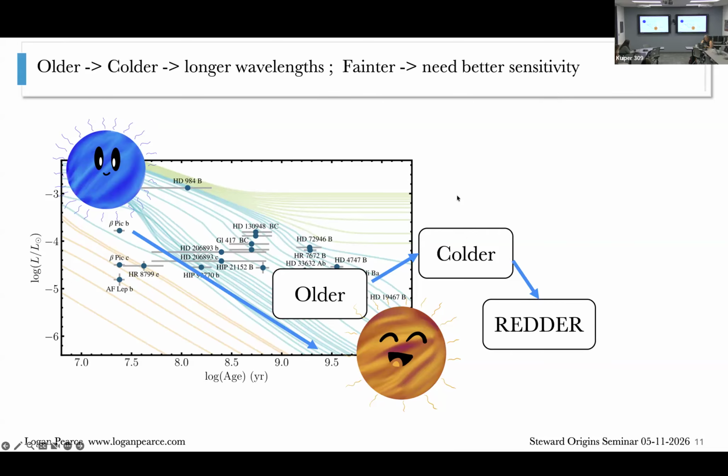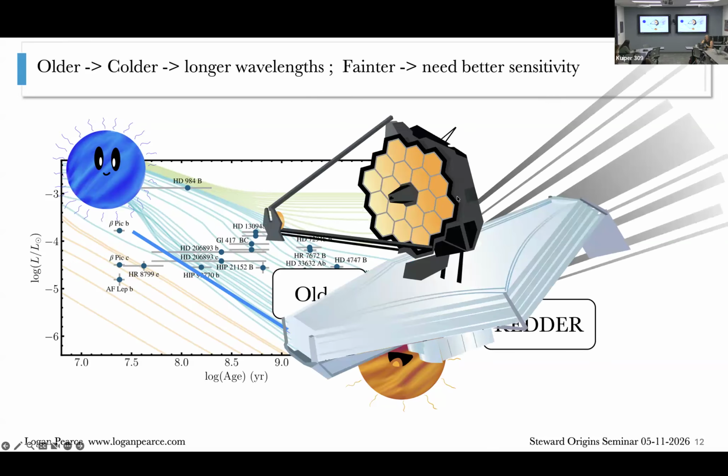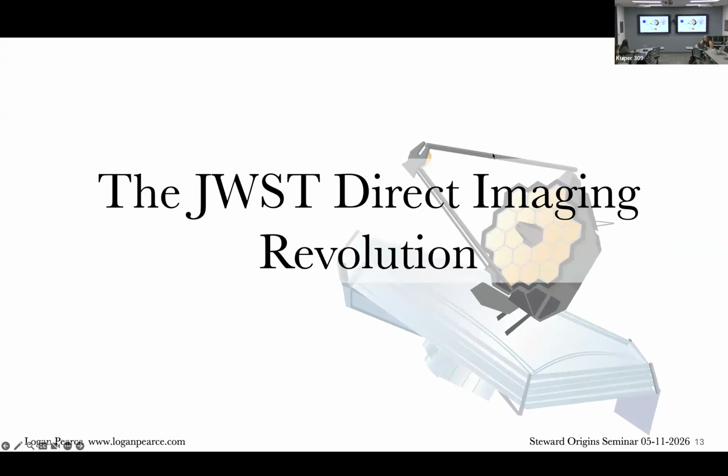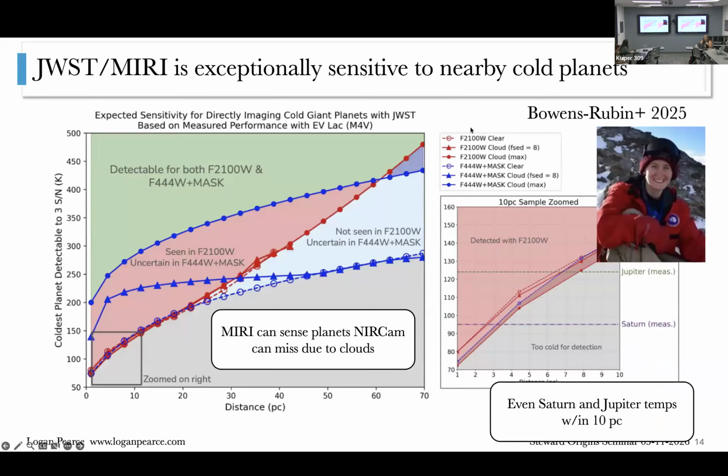And there's one platform that's amazing at both of those things, and that's JWST. So JWST has shown remarkable sensitivity to cold planet direct imaging. And my group at Michigan has a lot of people that are exploiting this capability. If you were here a few months ago, Rachel Bowens-Rubin was here. She's my colleague and roommate.